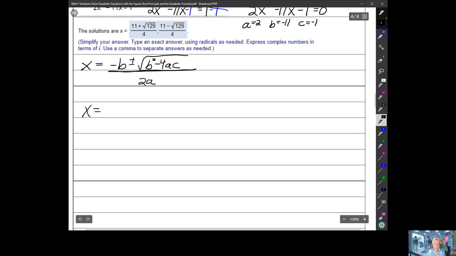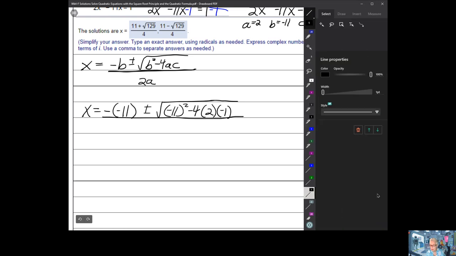All right, x equals negative b, and b is negative 11, plus or minus the square root of negative 11 squared minus 4 times 2 times negative 1. Pull your square root top over all of these numbers and then start here at that negative sign. Draw your fraction bar over here. In fact, I'm going to make this a little bigger. Okay, width, move up to 2 or 3. All right, whatever. Let's try this again.